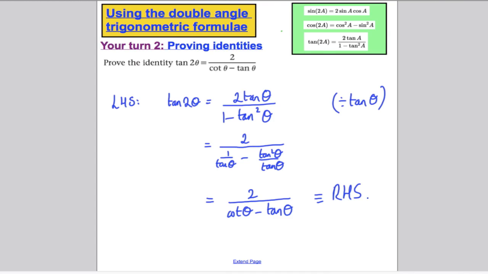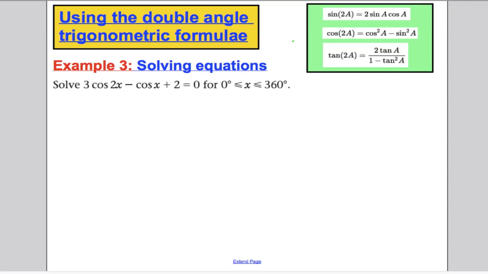Okay, and next thing we need to be able to do, we need to be able to solve equations using the double angle trigonometric formulae. So here's an example here. We're asked to solve 3 cos 2x minus cos x plus 2 is 0 between 0 and 360. Now we can't currently solve this because we've got cos of a double angle and cos of a single angle going on. So we need to make it all in terms of a single angle.